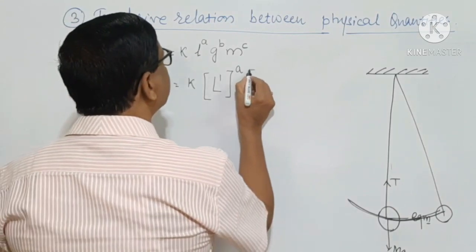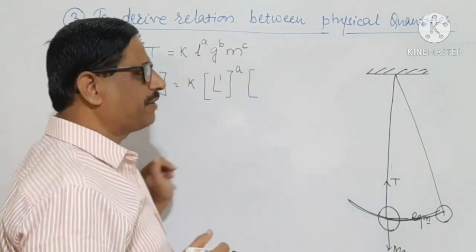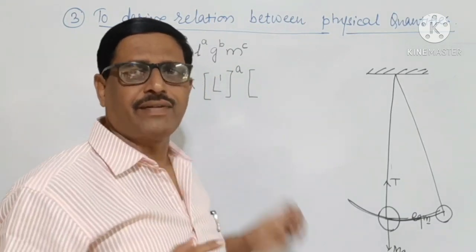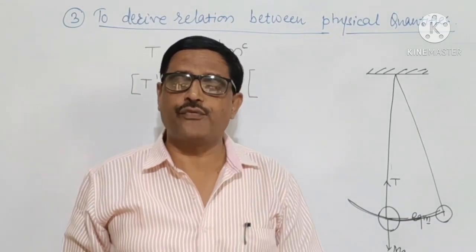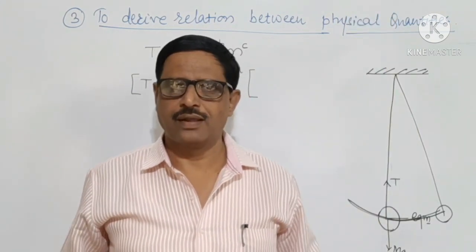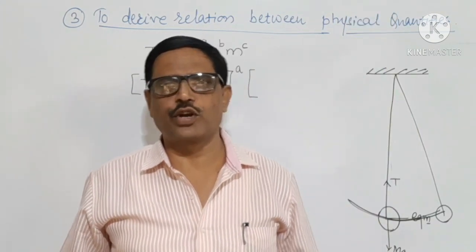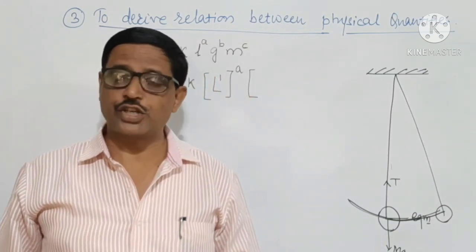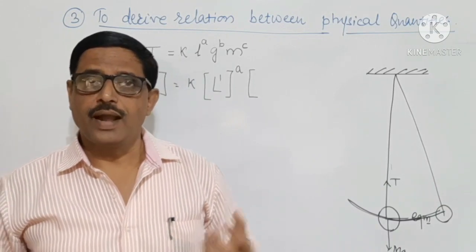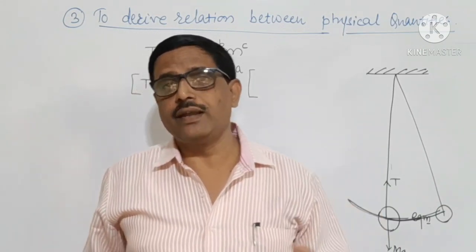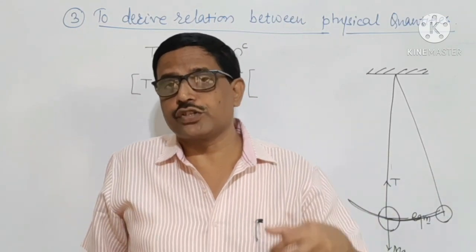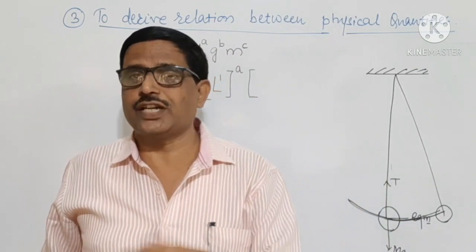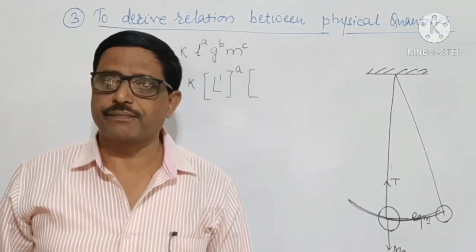Then the dimensions of acceleration due to gravity. Actually, acceleration due to gravity is the acceleration of a freely falling body. We know that according to Newton, every body is attracted towards the earth with a force that is called gravitational force. Therefore, every body under the influence of gravitational force is acted on by an acceleration that is known as acceleration due to gravity.